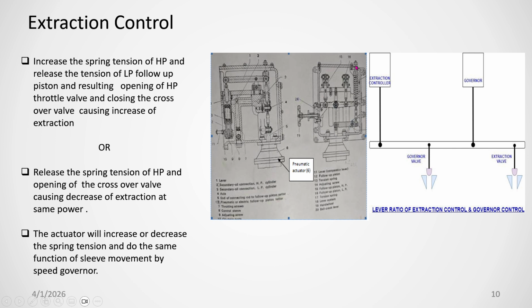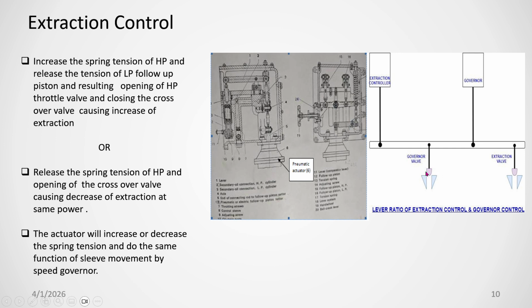There is the actuator. This actuator will operate this lever. This is the actuator, a pneumatic actuator, where the pneumatic signal will come according to your extraction pressure. If you want more extraction pressure, then this valve will go on. This pneumatic actuator will move the piston up, move this lever upward. When this lever moves upward, this valve will open.